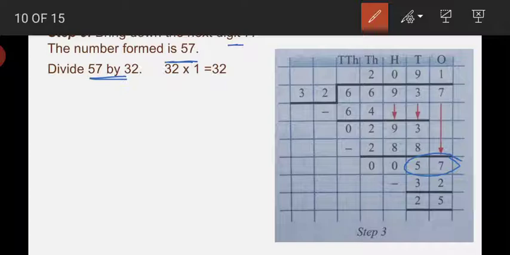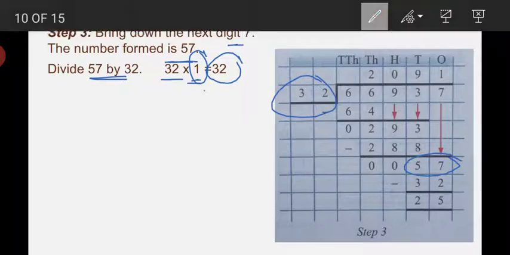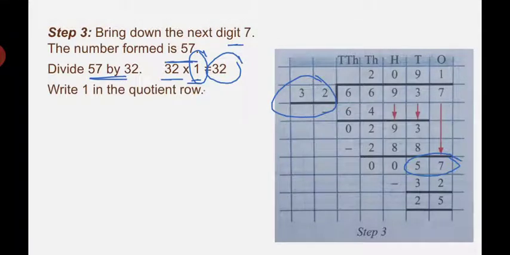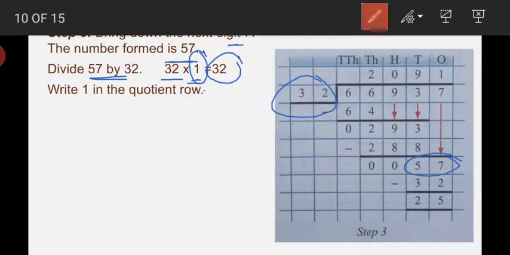For that we have to find the multiple of 32 such that it is less than or equal to 57. If we multiply 32 by 2, we get 64, which is greater than 57. So we have to multiply 32 by 1. We get 32 as the product. So here the quotient is 1. We have to write 1 in the quotient row. Here I have written the quotient, that is 1, in the quotient row.